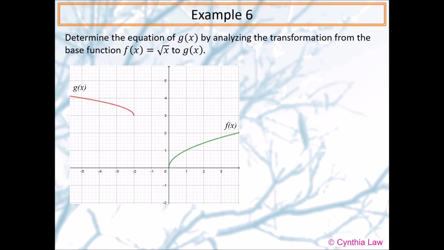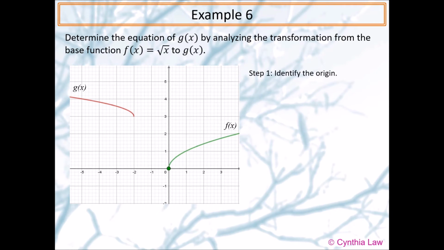Example 6. Determine the equation of g of x by analyzing the transformation from the base function f of x equals the square root of x to g of x. So first step, we are going to identify the origin, because if we have the origin in the original function, we can figure out the translation right away.